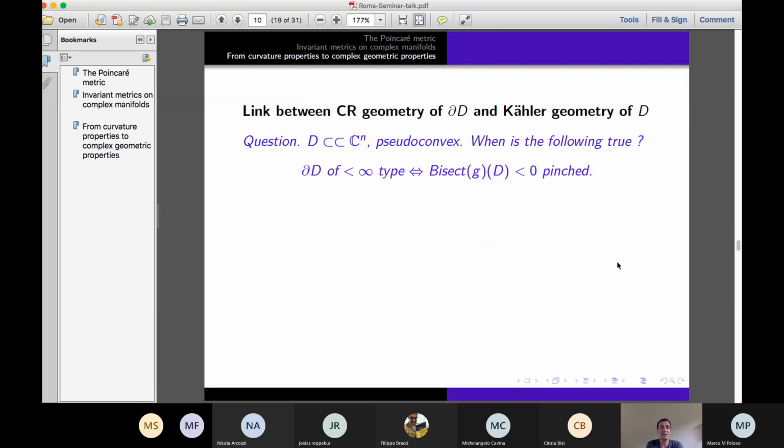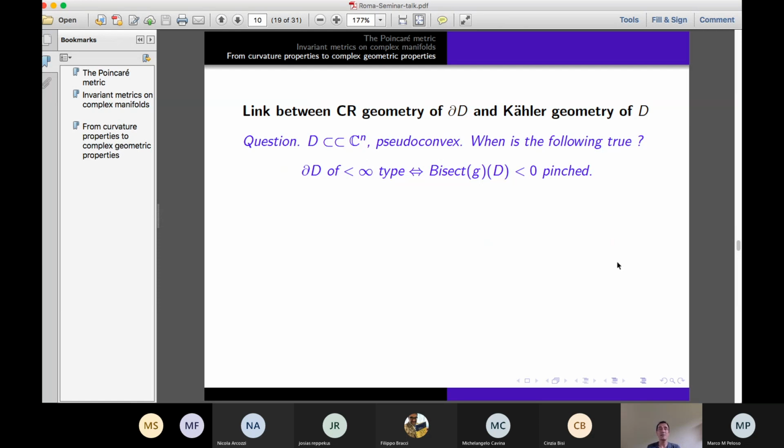And so what we're interested in is to understand the link between the type, so the order of tangency of disks, meaning CR geometry of the boundary, and Kähler geometry of the domain, meaning, for instance, the behavior of the curvature of the domain. And a quite natural question in that direction is, imagine you consider a bounded pseudo-convex domain in Cn.